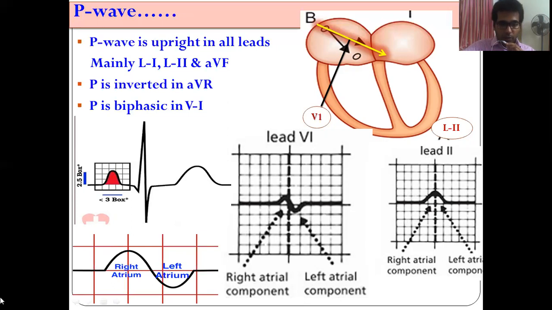Now here is more detail. This is the biphasic P wave produced in the V1 lead, and the first initial positive half of the deflection represents the right atrial depolarization, and the second negative deflection represents the left atrial depolarization.